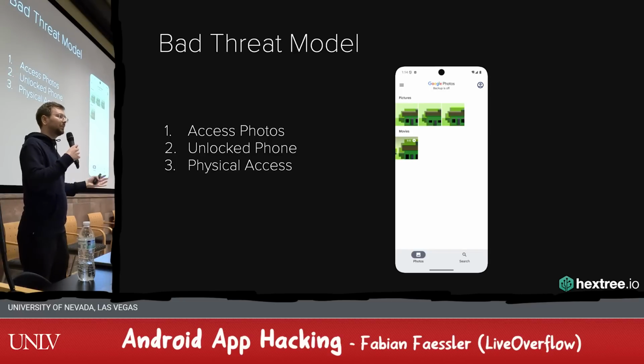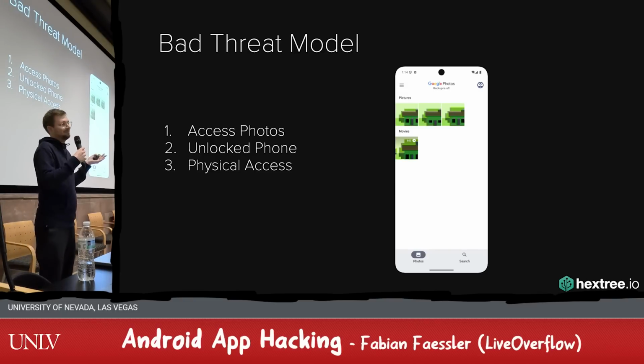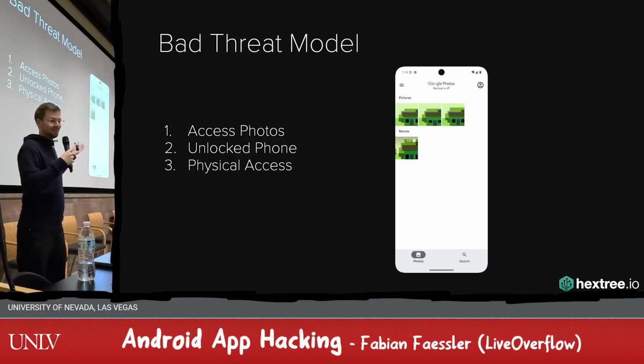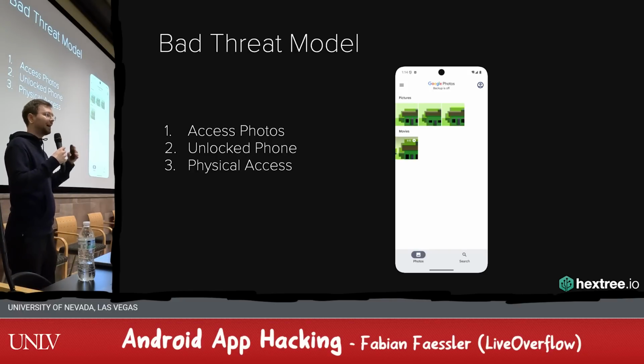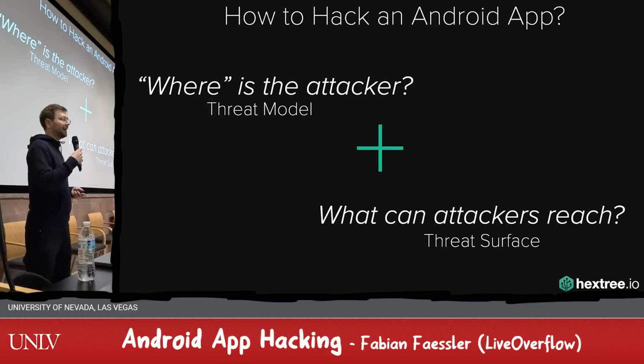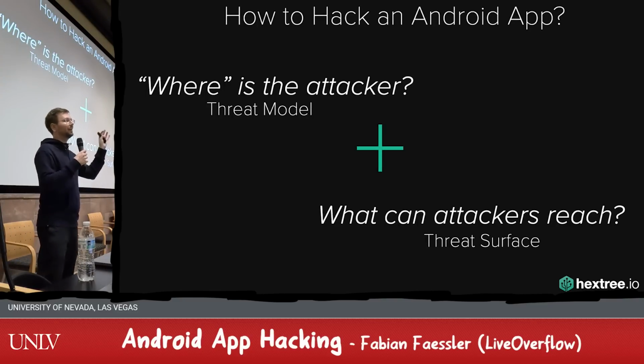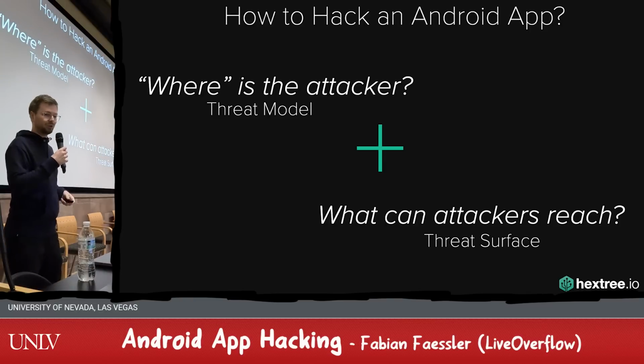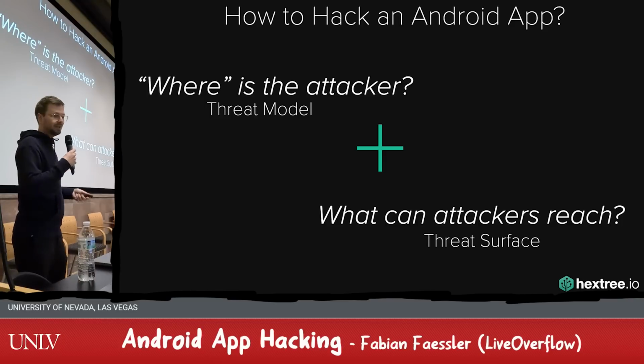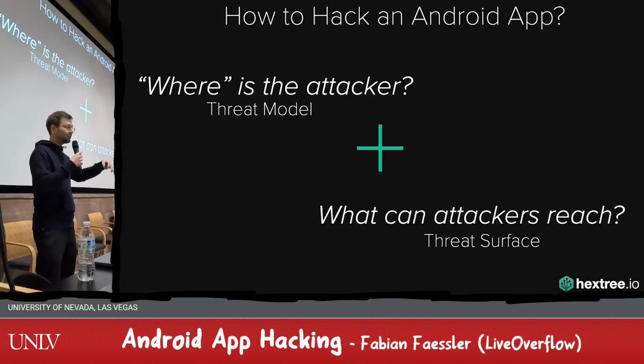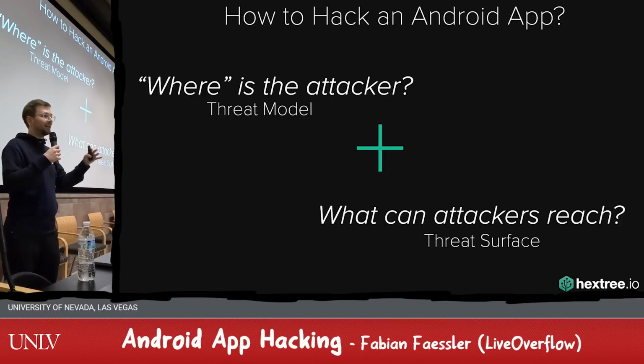So you always want to think about what are reasonable security boundaries, what position is the attacker in that is a reasonable attack that makes sense, right? And this does not make sense. So always try to figure out the threat model, where is the attacker, and once you know that, you can think about the second question, which is what can then an attacker reach? So given all these different positions of an attacker, what is the threat surface?